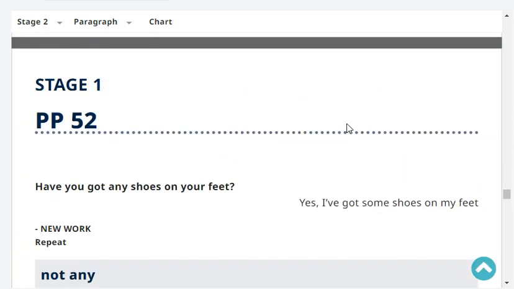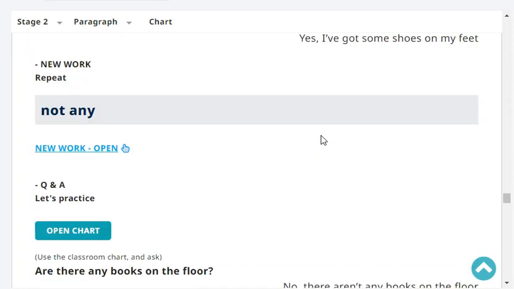Have you got any shoes on your feet? Yes or no? Yes, I've got some shoes on my feet. Very good.